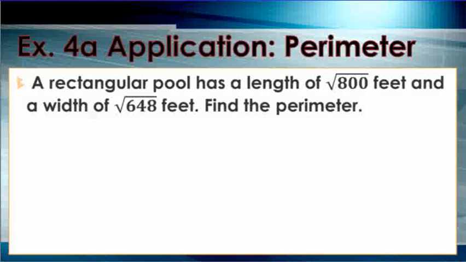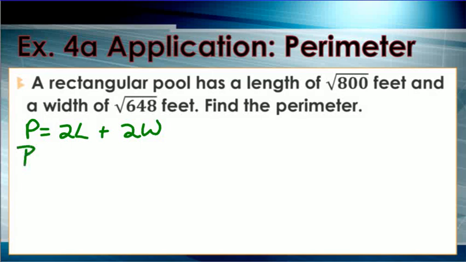Next one, a rectangular pool has a length of square root of 800 feet and a width of square root of 648 feet. Find the perimeter. The perimeter of a rectangle is 2 times the length plus 2 times the width. If I substitute my numbers in here, 2 times the length, which is the square root of 800, plus 2 times the square root of 648.